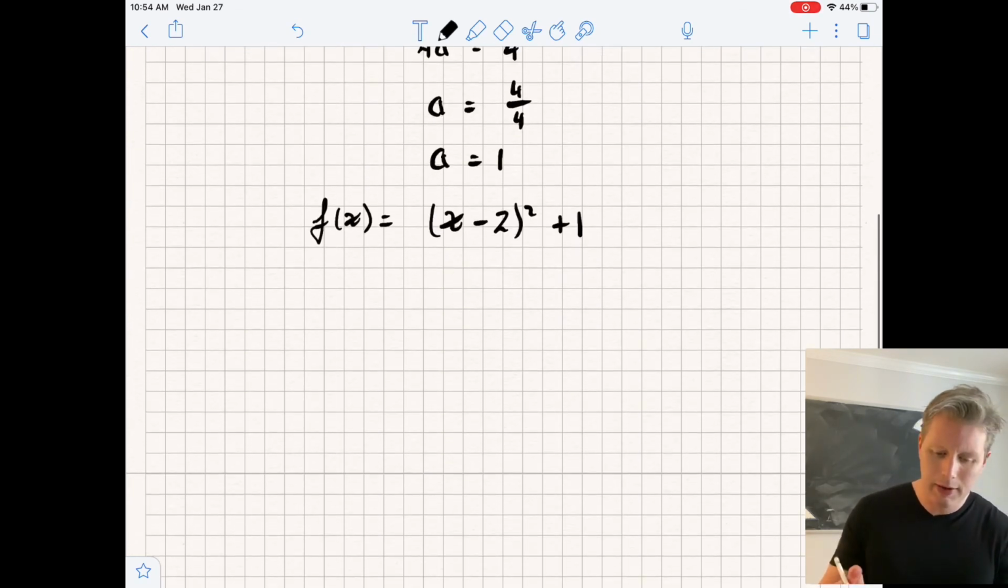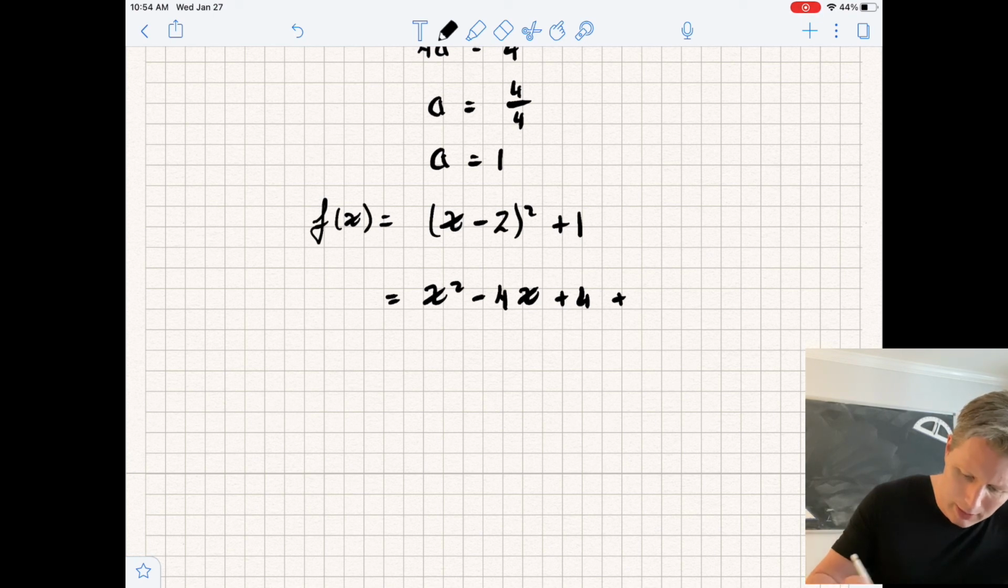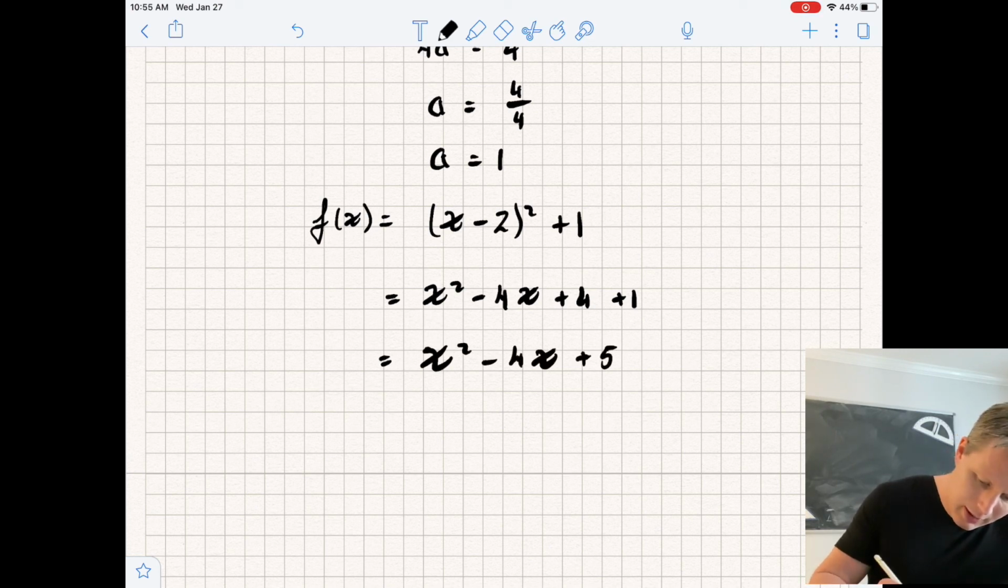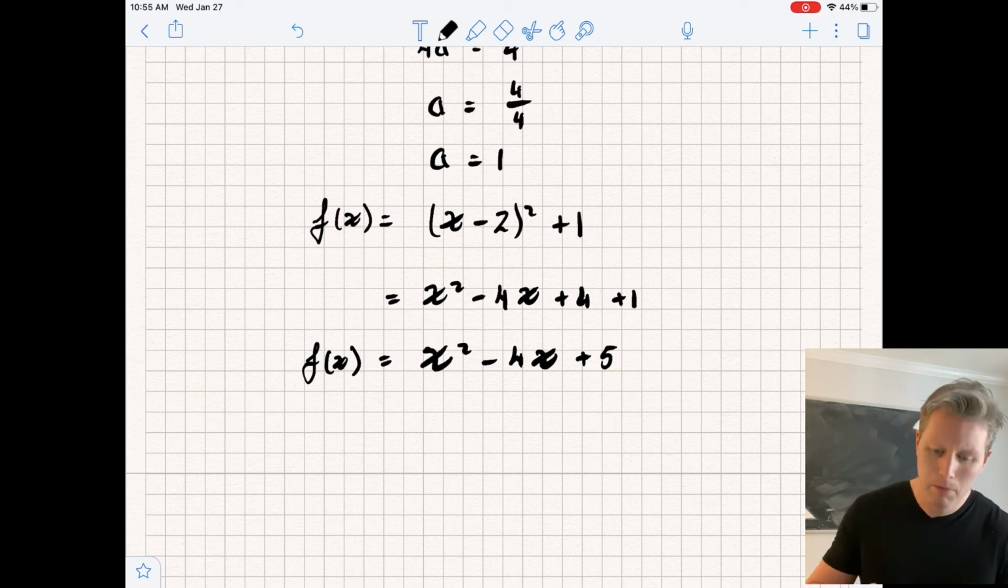If I wanted to, I could write it in standard form. Perhaps not necessary, but just to go through it. X minus 2 squared is x squared minus 4x plus 4. That's x minus 2 squared, and then I have a plus 1 at the end. And so gathering up, I get x squared minus 4x plus 4 plus 1 is plus 5. And that is my function in standard form right there. So either one of those will do.